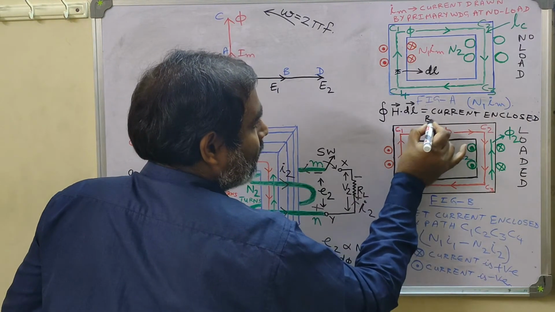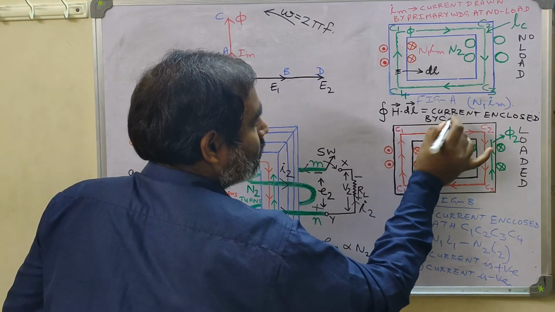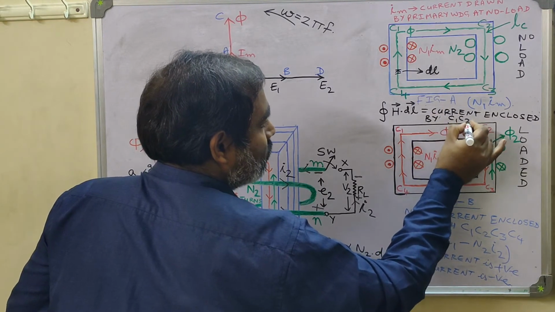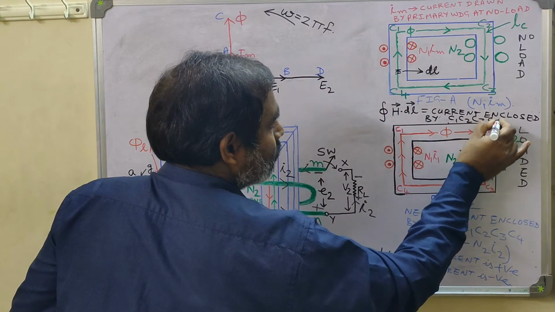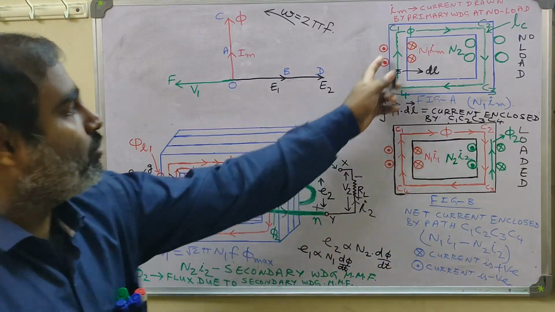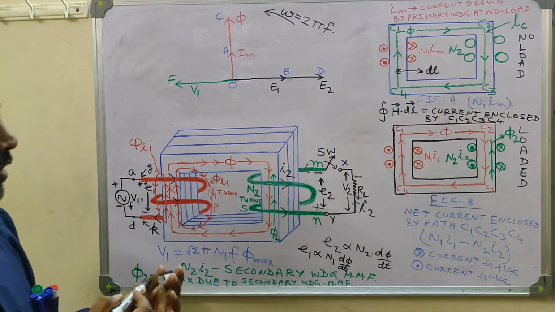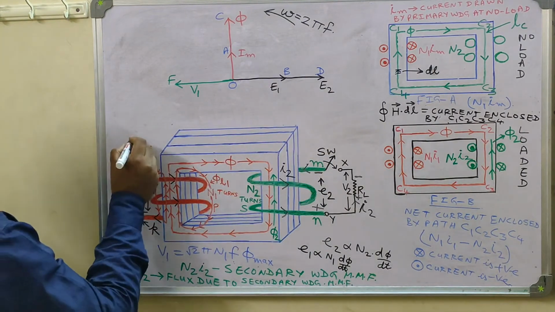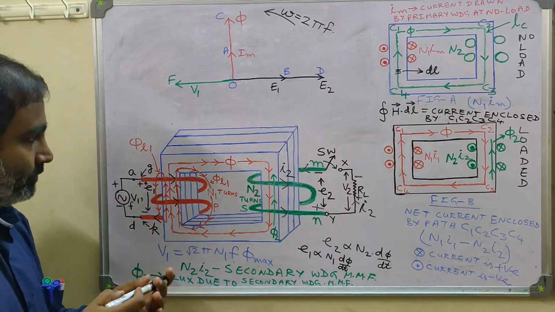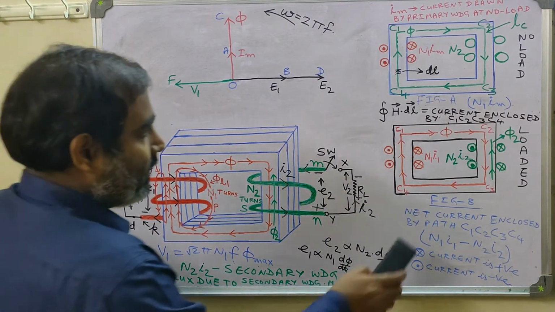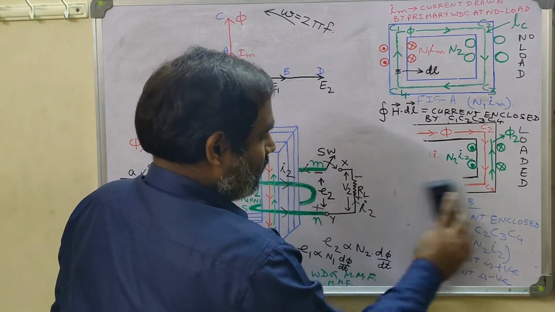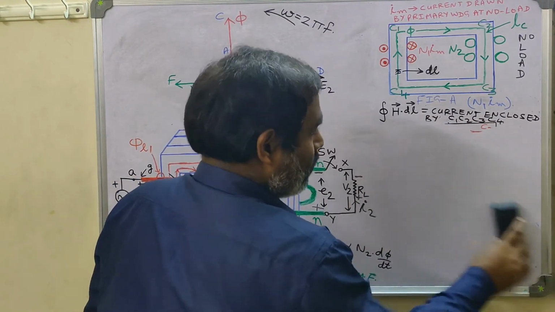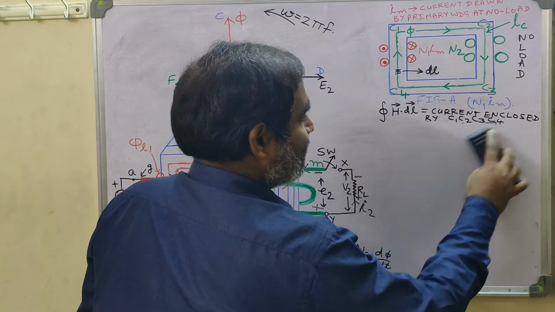By which path am I talking of? By C1, C2, C3, C4. So how much current is enclosed by the path C1, C2, C3, C4? Obviously it is N1 into Im. From this only you can write this expression. Let me erase this, because we are not requiring the magnetic circuit of the transformer at load condition. We are requiring only at no load condition.